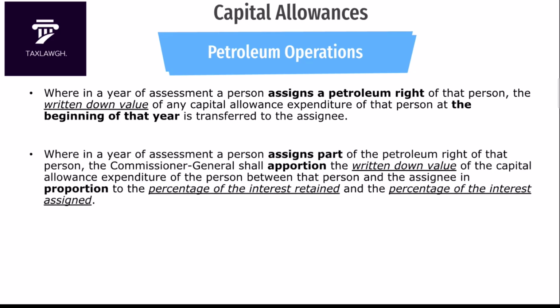Also, when in a year of assessment the person assigns part of the petroleum right, then they will apportion the written down value in proportion to the percentage of interest retained and the percentage of interest assigned. Obviously, so if you've sold 50%, then 50% out of 100% of the amount of written down value of capital allowance is what you transfer to the recipient or the assignee.